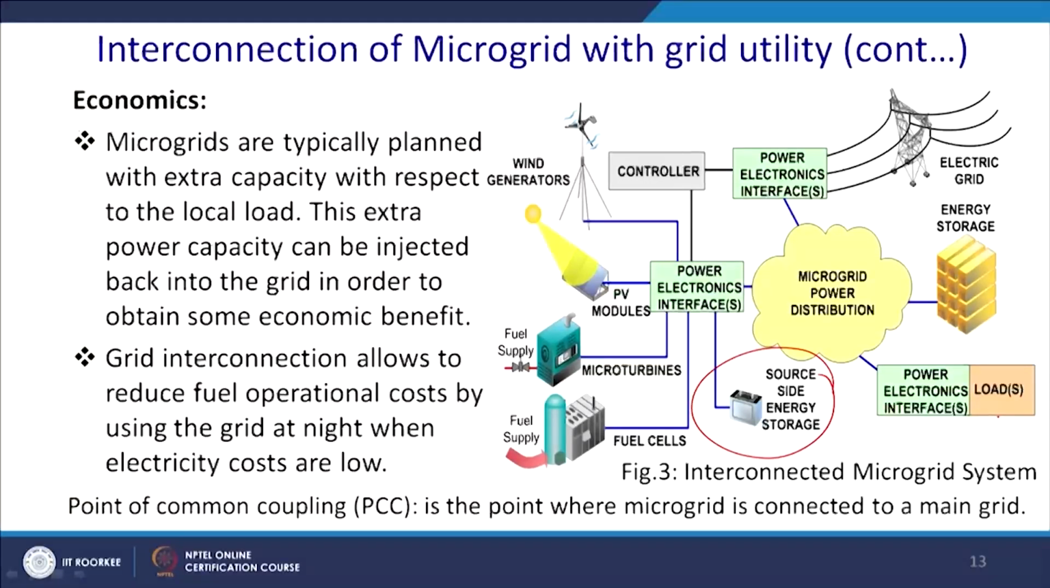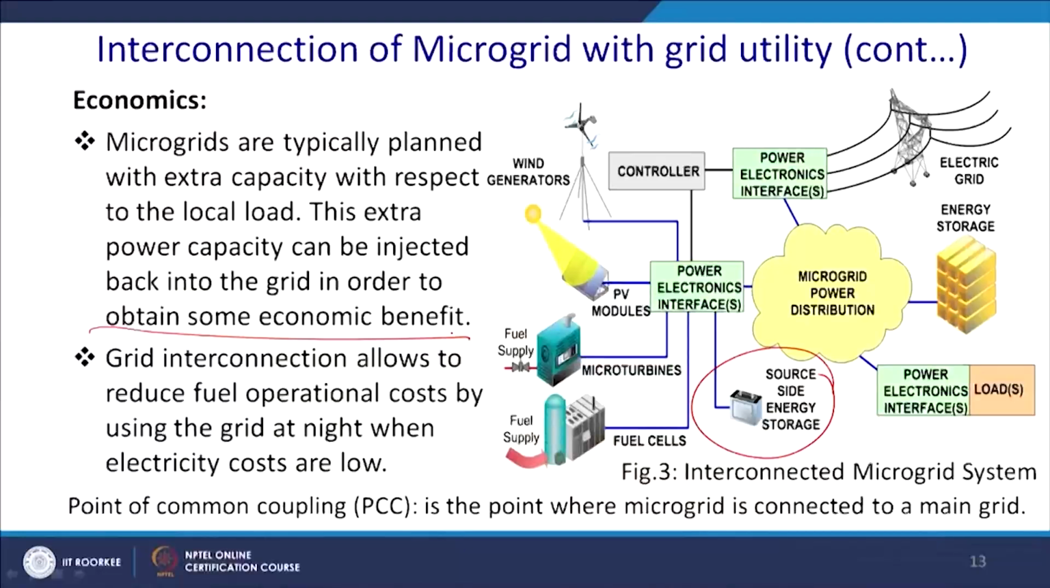Microgrids are typically planned with extra capacity with respect to the local load. This extra power capacity can be injected back to the grid in order to obtain some kind of economic benefit. Generally, we have a tariff benefit once you sell the power to the grid instead of taking. That is the way we incentivize setting up the microgrid.